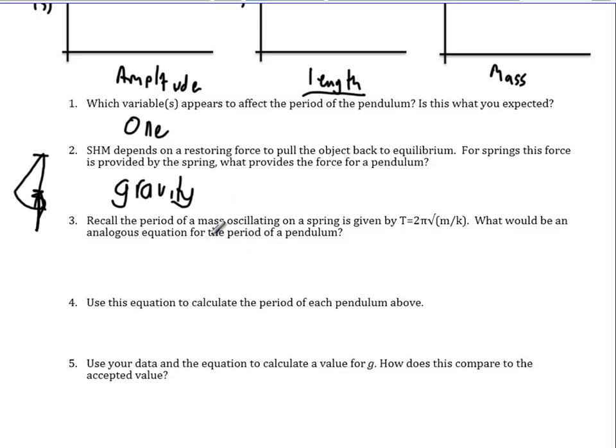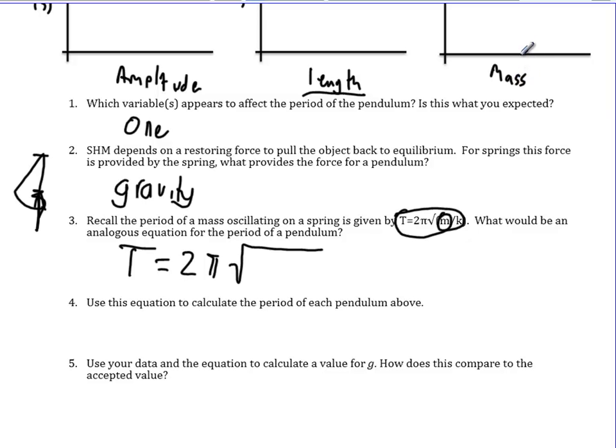Recall, the period of a mass oscillating on the spring is given by this equation, T equals 2 pi square root of m over k. What would be an analogous equation for the period of a pendulum? Well, if we think about this, T equals 2 pi, that we don't want to change, that's the angular part of it, it's still a sine wave, okay? Square root, okay, mass, it turns out it didn't matter. Mass with the spring was this inertial thing that resisted its motion. Here, we didn't really get the mass mattering so much, but we did get the length, right?